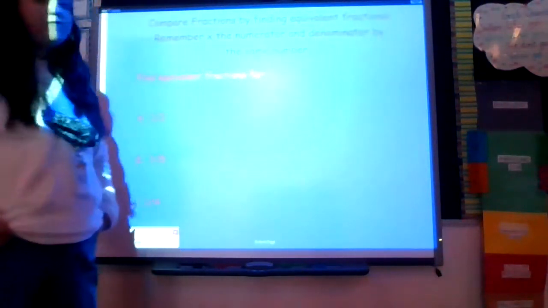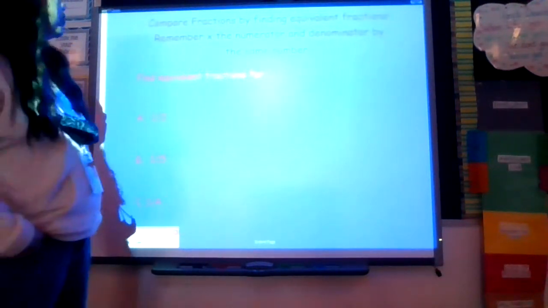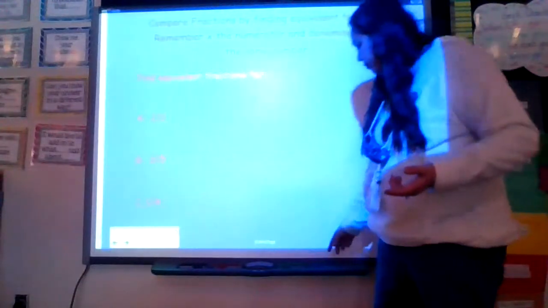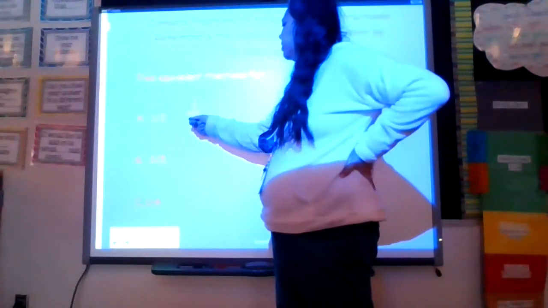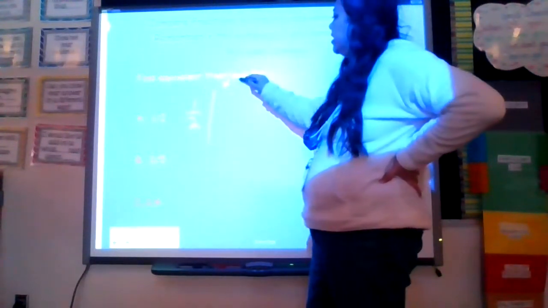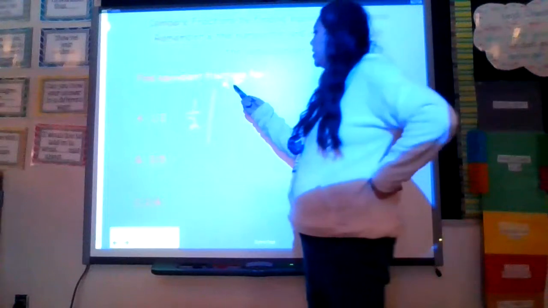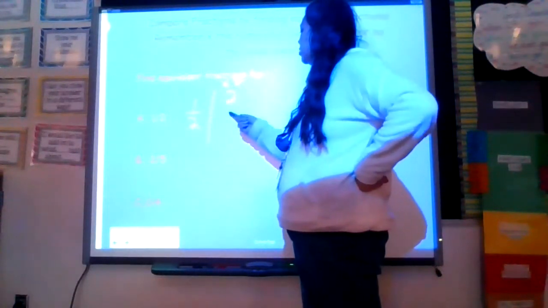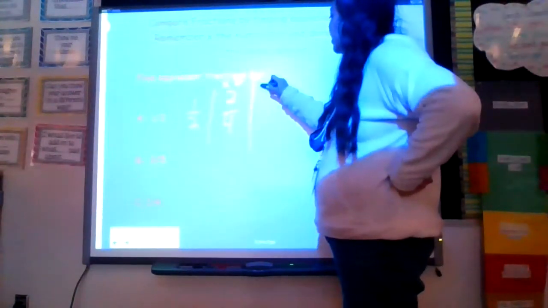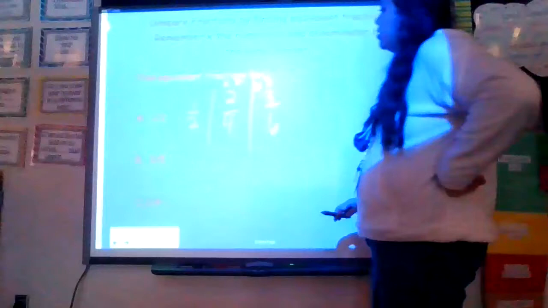So compare fractions by finding equivalent fractions. Remember, multiply the numerator and denominator by the same number. First, you have to remember how to find equivalent fractions. So we worked on this already. So I have the fraction 1/2. If I want a fraction that's equivalent to it, multiply or divide by the same number, top and bottom. This is how we do it. 2 times 1 is 2. 2 times 2 is 4. 2/4 is the same as 1/2. And I would keep doing this until I got a denominator that was equivalent.